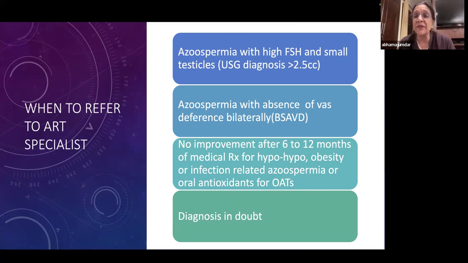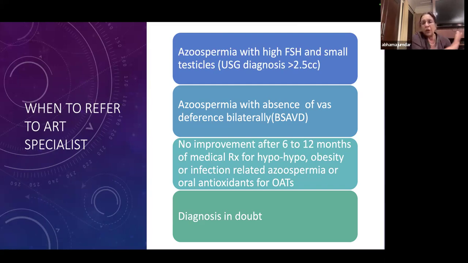Then azoospermia with absence of vas deferens bilaterally, which is CBAVD. Here, because there is obstruction, there is a lot of sperm production, and just a PESA, which is epididymal puncture and taking out sperm, will help. No improvement after 6 to 12 months of medical treatment for hypogonadism, obesity, or infection-related azoospermia, or oral antioxidants for OATS.